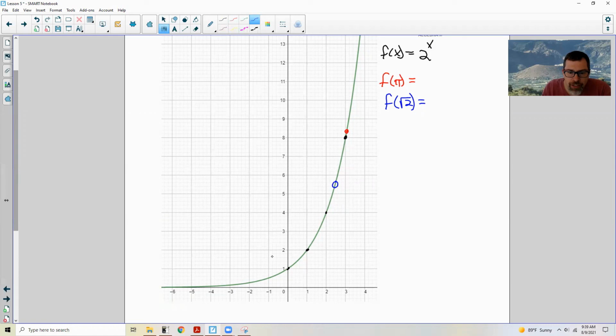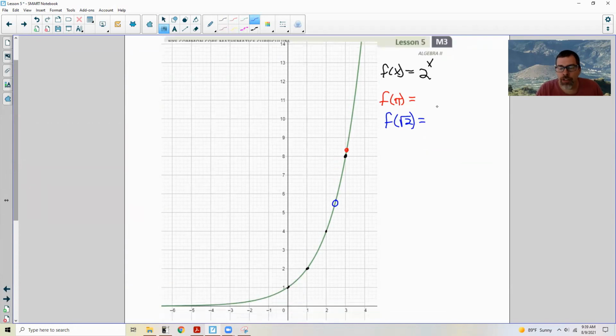So this graph is a continuous function. It does not skip over these irrational values that we can substitute into this function. And I'm just trying to explain to you that that's what we're trying to do, is find a decimal approximation of these irrational values.